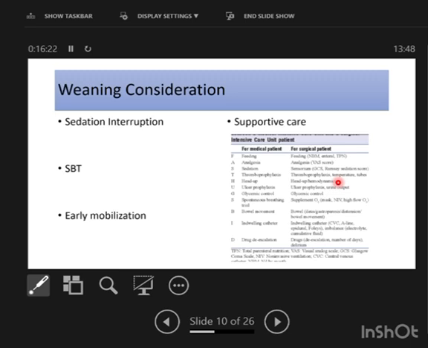Now, when you are ventilating a septic shock patient, don't forget the other part. FAST HUG was reported. I think you should know. Vincent has given this. He's a big man, an intensivist, father of intensive care medicine.